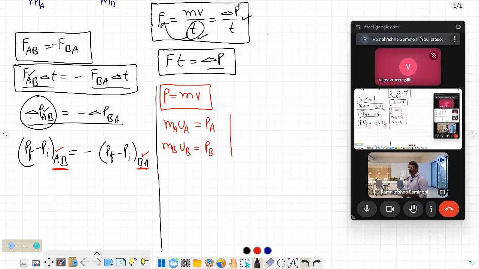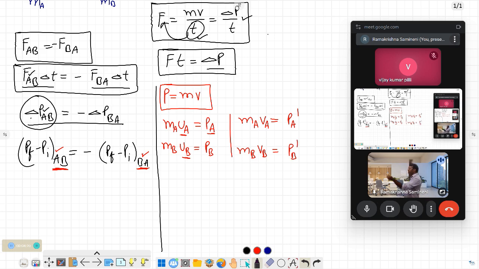This is before interaction. At the time of interaction, the momentum is exchanged and changes. UA changes to VA, UB changes to VB. What is the momentum of the same body after interaction? MA into VA, which I can write as PA dash. Before it was PA, now the new velocity gives new momentum, PA dash. For the second body, the mass MB remains the same but the speed changes from UB to VB. The product is called PB dash.